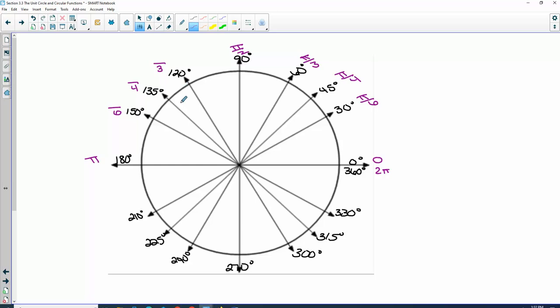What's the pattern in the second quadrant? So 5 pi over 6, 3 pi over 4, 2 pi over 3. So in the third, my denominators match my reference angle. 6, 4, 3. What's the pattern for the numerator in the third quadrant? So 7 pi over 6, 5 pi over 4, 4 pi over 3, 270 is 3 pi over 2.